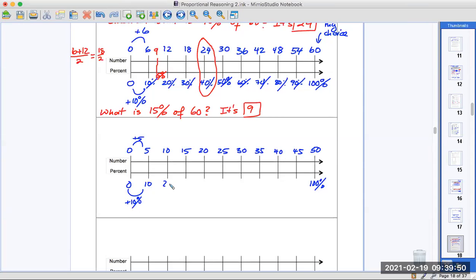10, 20, 30, 40, 50, 60, 70. And I'm lazy. I'm not putting the percent. I'm getting lazy, but I hope you know that this is your percent line. So whatever number you get here is percent, okay? So here's the question.